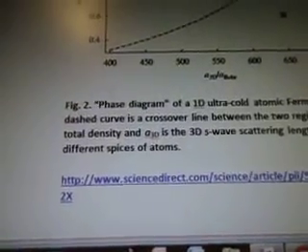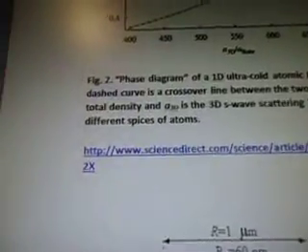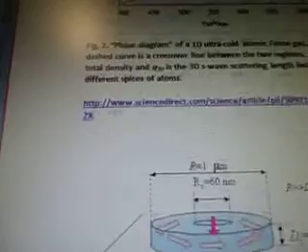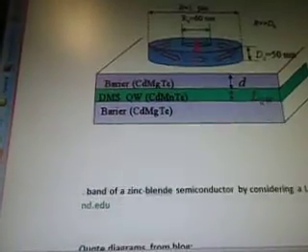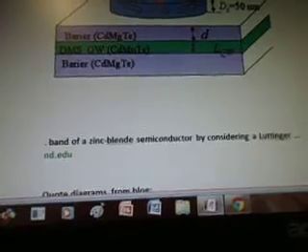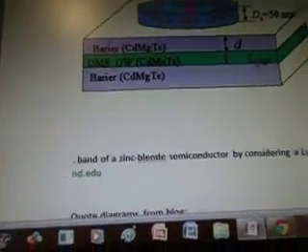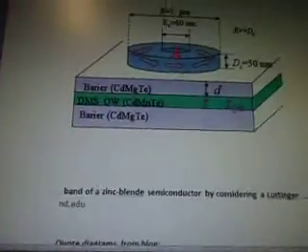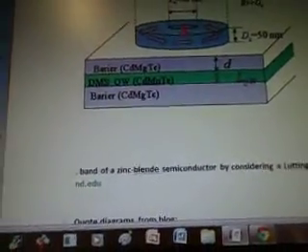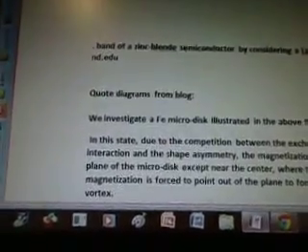I don't know if it's spices or species. I don't know. www.sciencedirect.com. Okay, and here is a band of zinc-blende semiconductor by considering a Luttinger nd.edu. Okay, looks interesting. Looks like some sort of magnet with some sort of force there. The quote diagrams are from the blog.